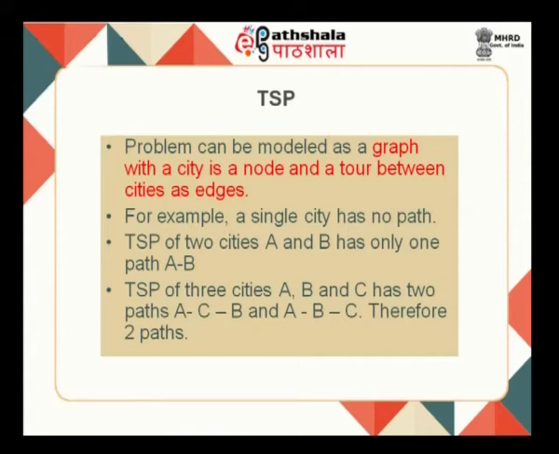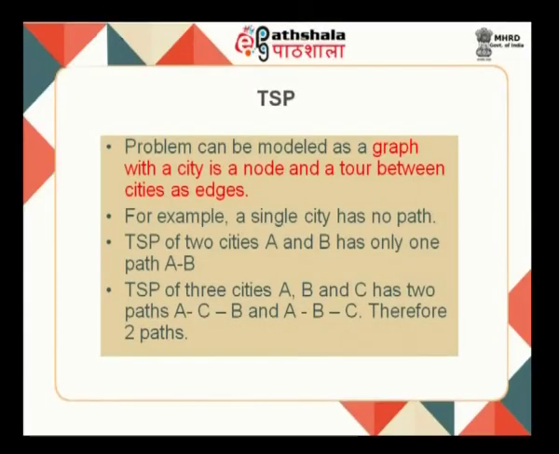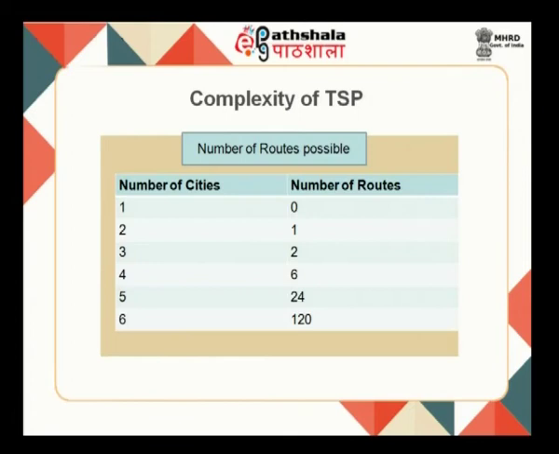We try to model this as a graph. Every city becomes a node, and every path from one city to another becomes an edge. Assume you have only one city, then there is no path at all. Suppose two cities A and B are given, there is a path AB. Imagine 3 cities A, B, C are given, then there are 2 paths, ACB and ABC. If the cities are increased to 4, you can see in this table that there are 6 paths available, and if the cities are increased to 5, it becomes 24.